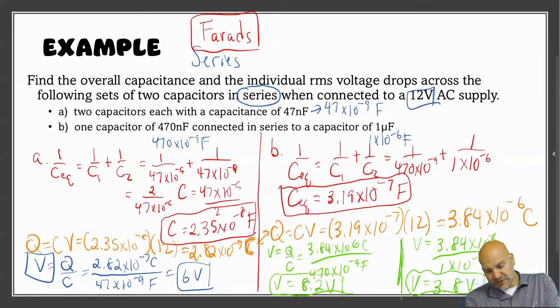So these two should equal 12 volts, and they do. So 8.2 volts plus 3.8 volts does equal 12 volts.